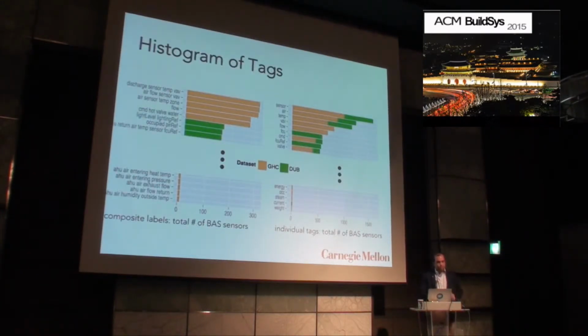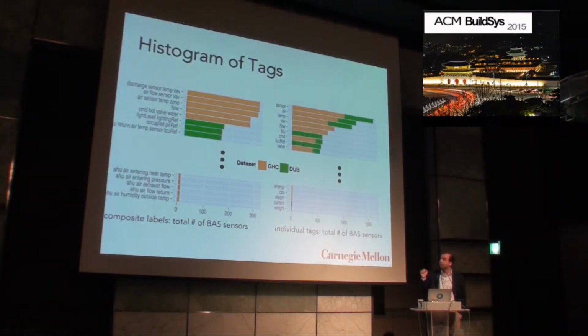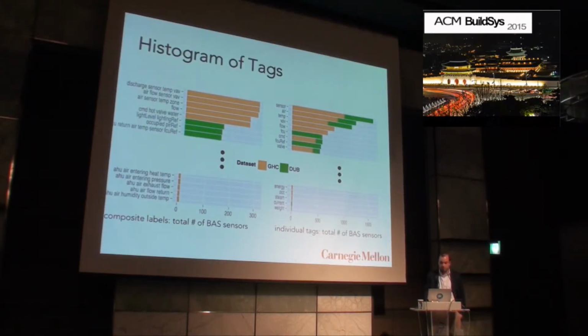All right, so just to give you a feel of what the data looks like, these are all the tags. On the left, you have composite tags. That's a distribution of composite tags. And again, to remind you, composite tags are just the Haystack tag completely with all the tags together. I'm showing the distribution across both data sets, GHC in orange and Dub in green. And for individual tags, we have a similar distribution. It's almost Pareto distributed, which is useful for the types of applications that we're going to be doing.